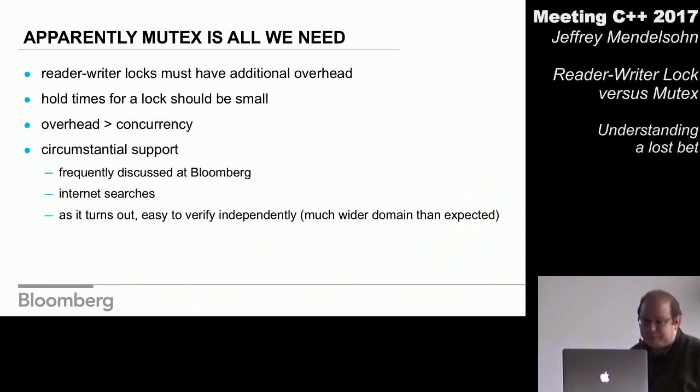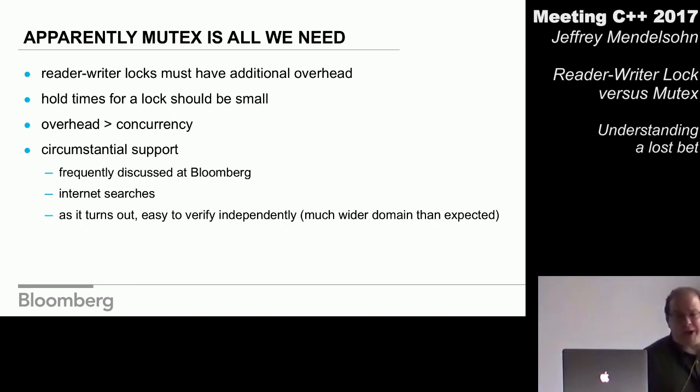Moving on. So there's a rumor, there's a belief, there's a meme, I'm sure, that apparently mutex is all we need. That mutex works in place of shared mutex or whatever other reader-writer lock you have just fine. And the argument kind of goes like this. Well, a reader-writer lock does more. It allows you more flexibility, therefore it must have more overhead. And that's true. Right? To get this extra flexibility, you have to do additional work.